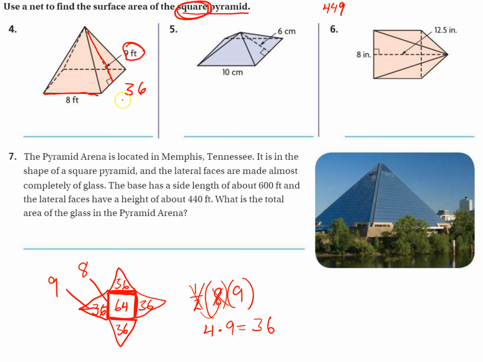36 times 4, because there's 4 triangles. 6 times 4 is 24. 4 times 3 is 12, plus the 2 is 14. And then add the 64 from the base as well. 144 plus 64 is 208, and it's feet squared.